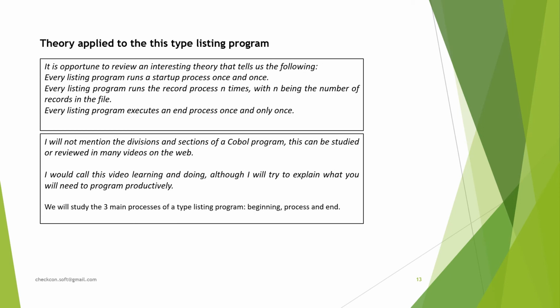I will not mention the divisions and sections of a COBOL program. This can be studied or reviewed in many videos on the web. I would call this video learning and doing, although I will try to explain what you will need to program productively. We will study the three main processes of a listing program: beginning, process, and end.